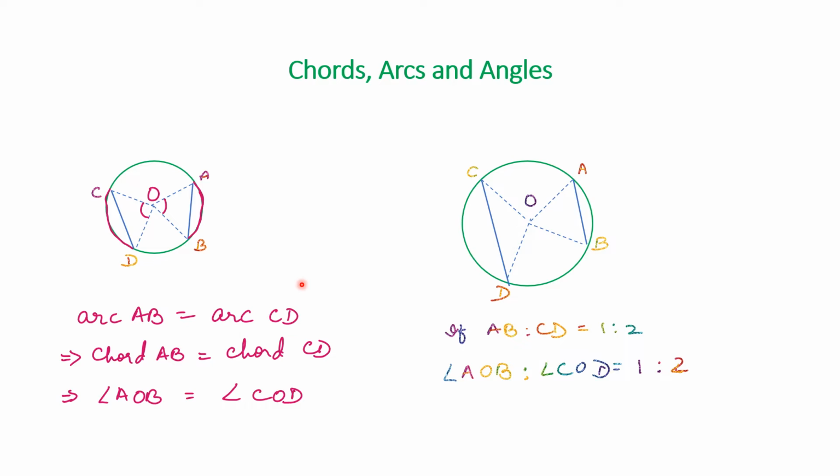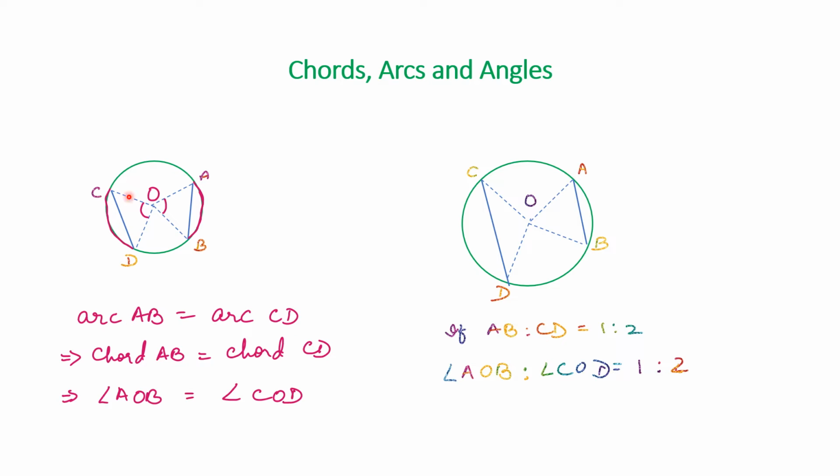Chords, arcs, and angles. In one of the slides before, I explained the relationship between a chord and the perpendicular distance between the center of the circle and the midpoint of the chord. Now in this circle, we are talking about chords, arcs, and angles. So AB and CD are the arcs, the line segments AB and CD become the chords, and you have the angles over here, angle AOB and angle COD.